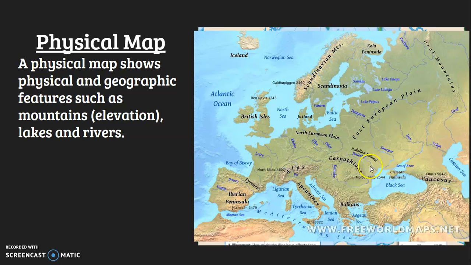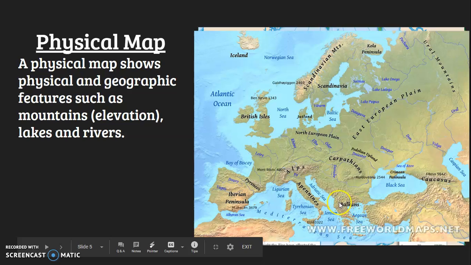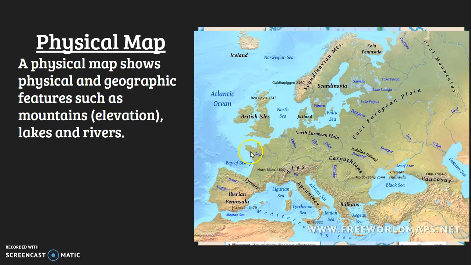So if we look, some of the famous mountains located in Europe are the Pyrenees, the Apennines, the Balkan Mountains, the Alps, and others. And then the blue squiggly lines with the name of the river are the rivers. You can also see the names of the rivers, the Rhine, the Danube, the Volga. These are some of the rivers you find in Europe.